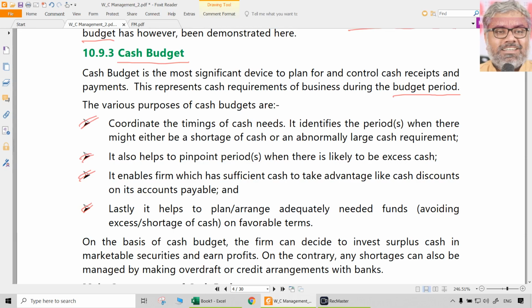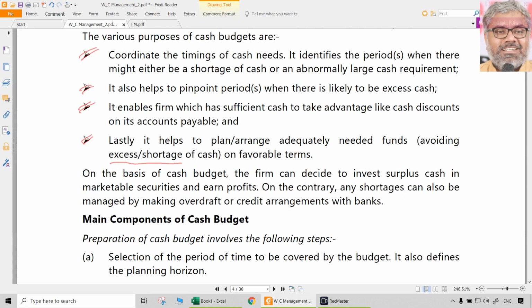Main purpose, ultimately the main purpose is this: trying to avoid excess or shortage of cash. Trying to avoid. It is impossible. Every organization will have monthly, if at all, if you prepare.